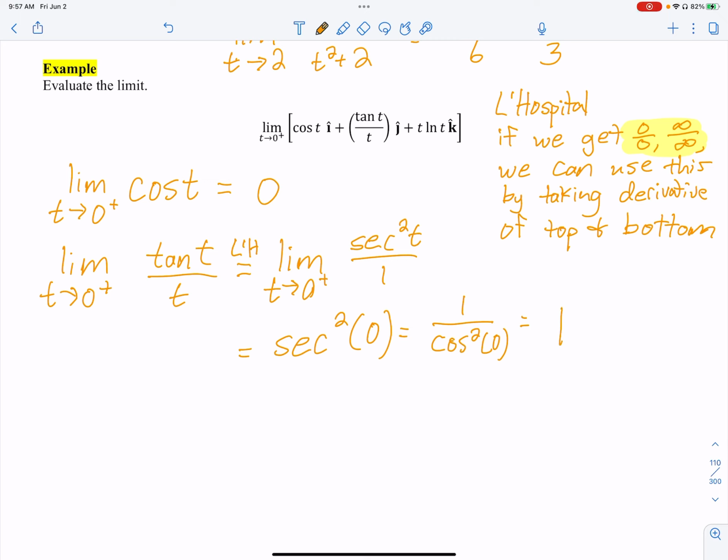So you can use L'Hôpital's rule. Just be very careful that it does meet this requirement. I have so many students just trigger happy, use it all the time, but you have to get one of those. All right, I'm going to show you some manipulation here, a trick.